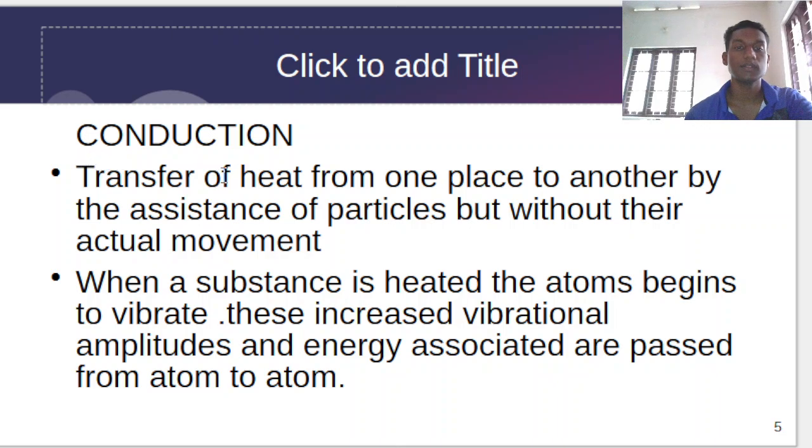And here is the first process, which is conduction. As we have seen that the copper wire conducts electricity, which means copper wire is an easy path for the flow of electric current. Similarly, there are some materials which allow an easy path for the heat transfer. So conduction is the transfer of heat from one place to another by the assistance of particles but without the actual movement.